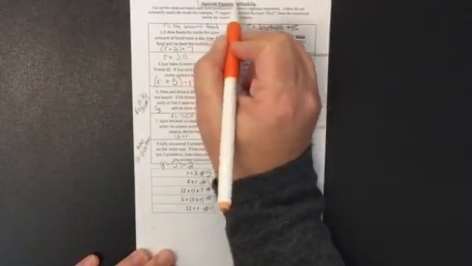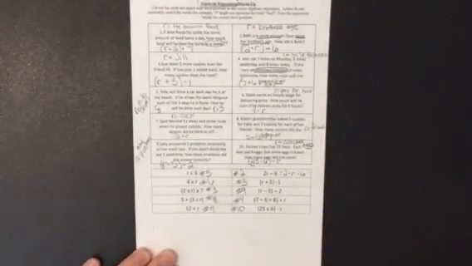All right, we are going to glue this down into our journal. The title will be algebraic expressions. So go ahead and get that glued into your journal.